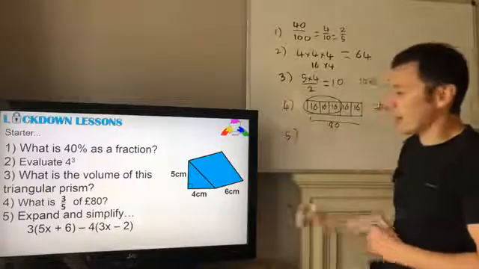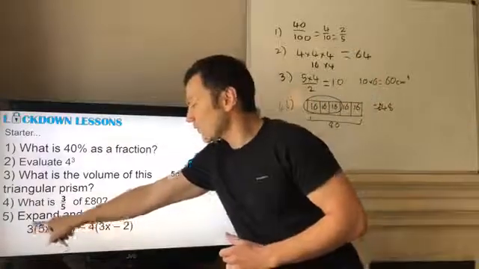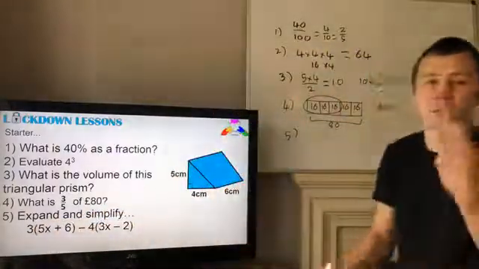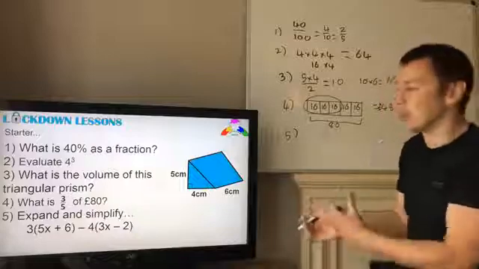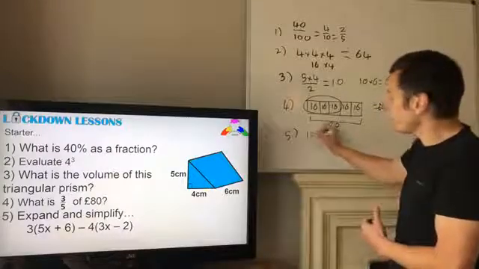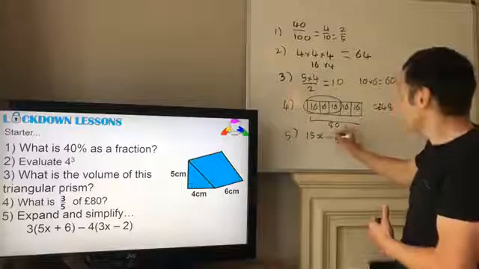And finally, question 5. Expand this bracket is where you times by the 3 and times by the 6. When we talked about fish and chips, ordering things for that one there. So the first bracket is 15x plus 18.